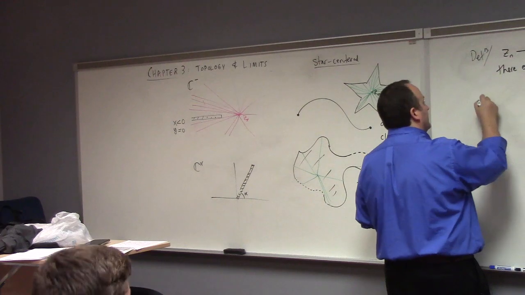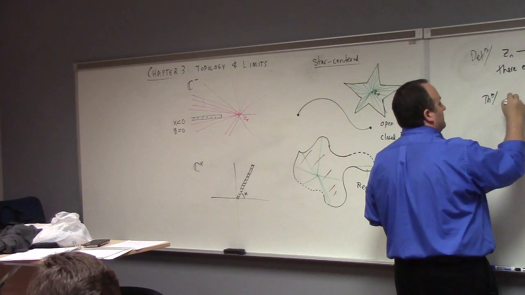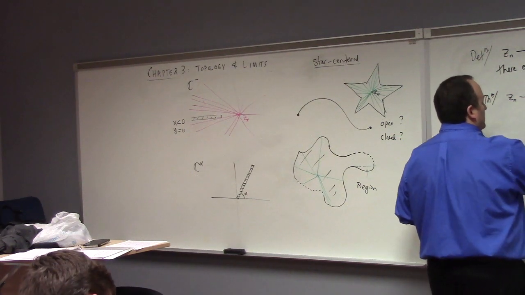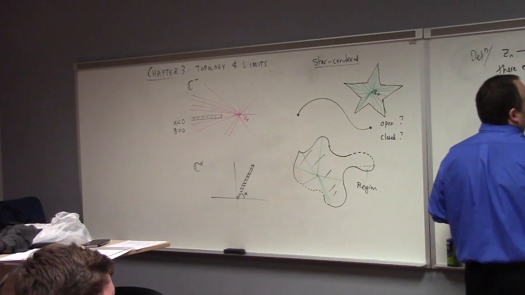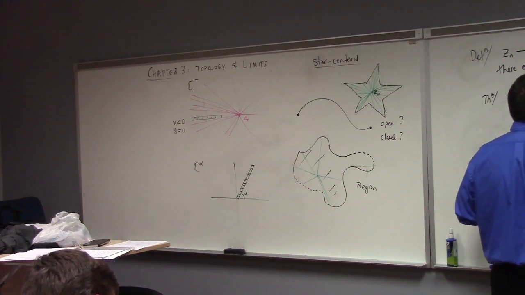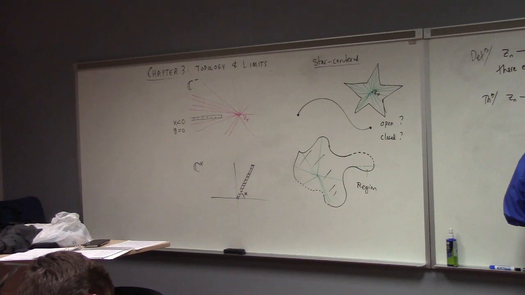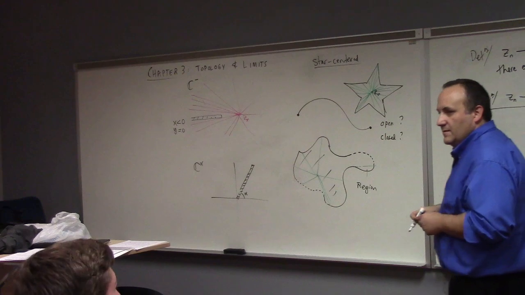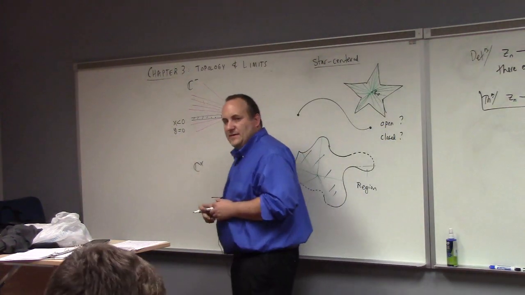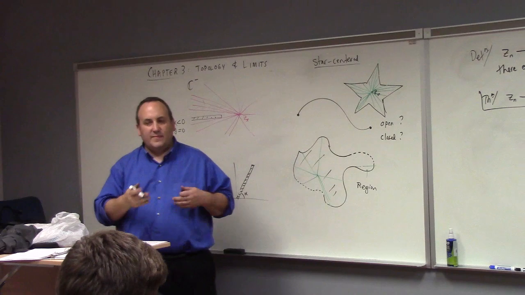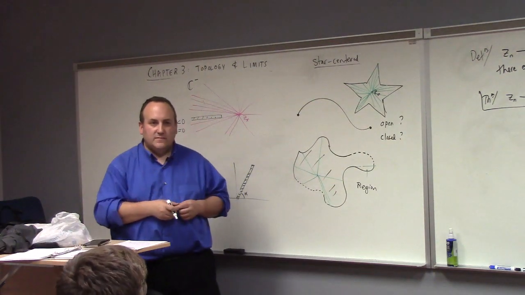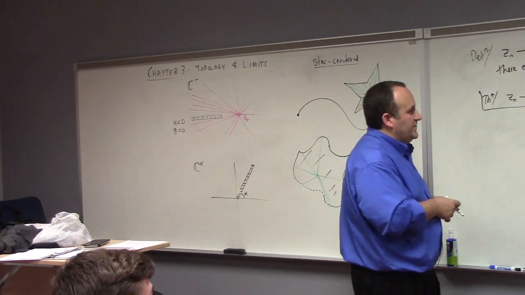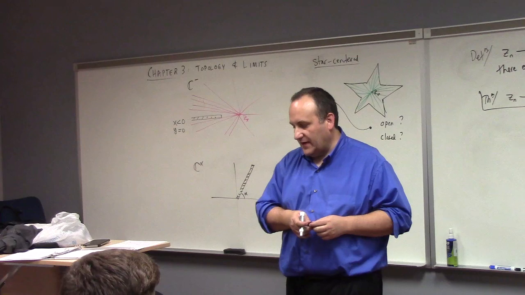Theorem: Zn goes to Z, where Z equals x plus iy, if and only if xn goes to x and yn goes to y. So a complex sequence has a limit if and only if its real and imaginary parts, both separately, have a limit. That's a nice theorem we could prove if I had more time. I don't.